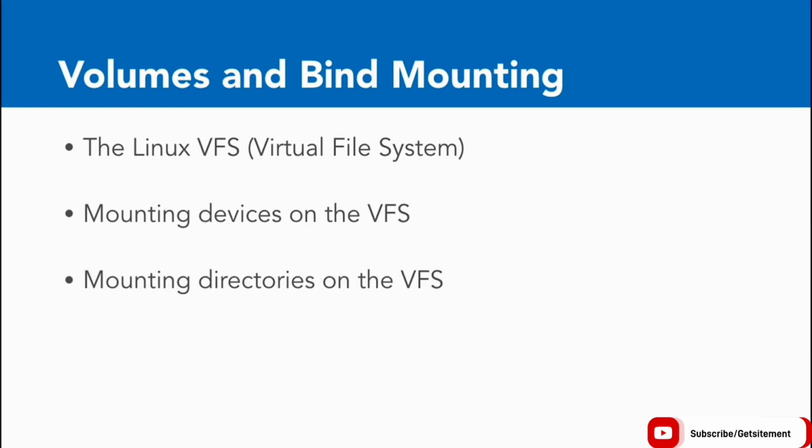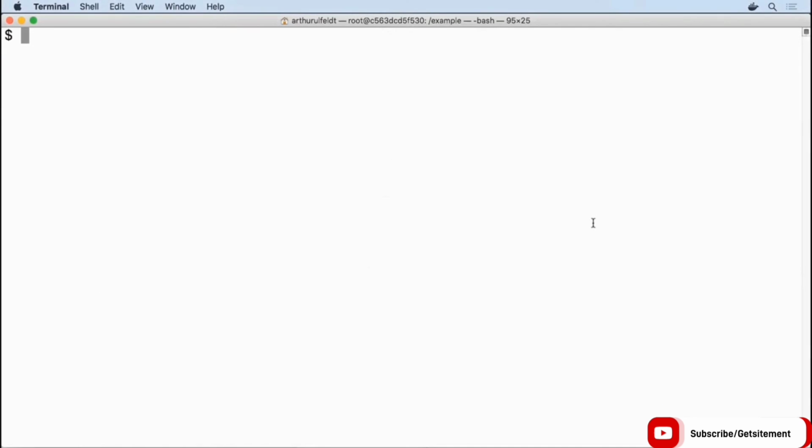You attach devices to various points along the tree. You can also take a directory from anywhere in the file system tree and attach it somewhere else, right on top of what's there. Let's take a look at that.